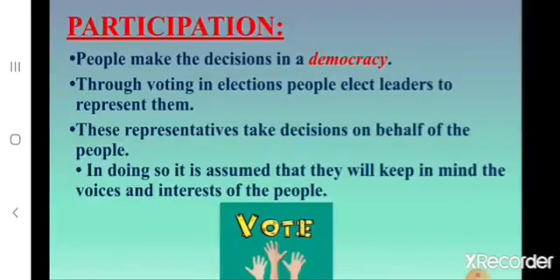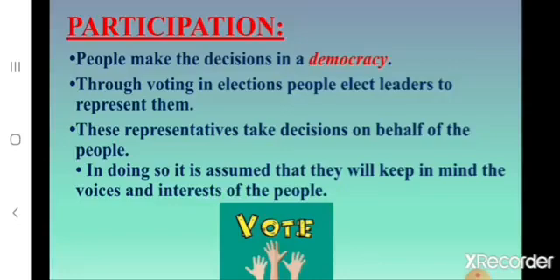Now children, let us learn the next topic, that is participation, and let us try to understand what a democratic government means to all of us. Now children, you know that we have regular elections, and the people make the decisions in a democracy. How do they do it? They vote for their representatives, isn't it? Who makes the decisions in a democracy? People make the decisions in a democracy. That is, through voting in elections, people elect leaders to represent them.